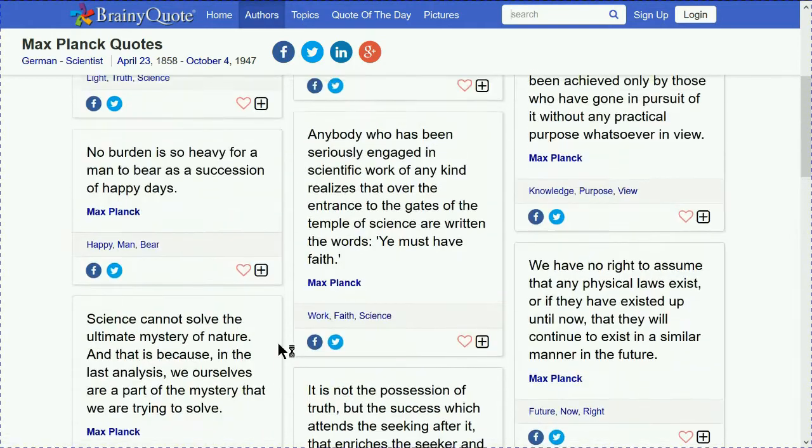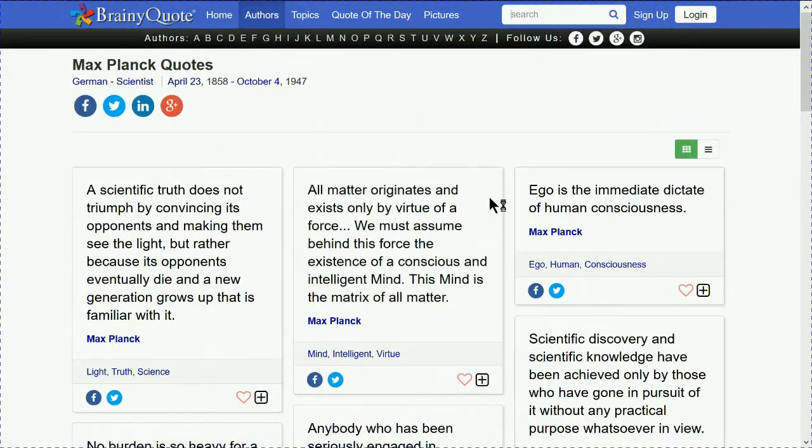And then he also said, let's see, all matter originates and exists only by virtue of a force. We must assume that behind this force is the existence of a conscious and intelligent mind. This mind is the matrix of all matter. And that happens to be the mind of God in my belief system. But let's move on.